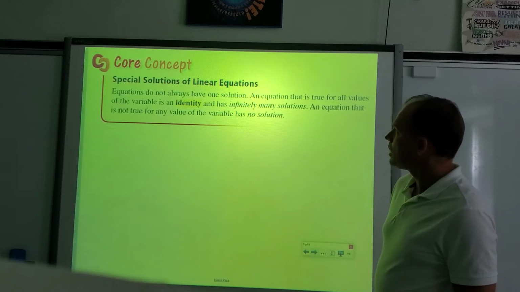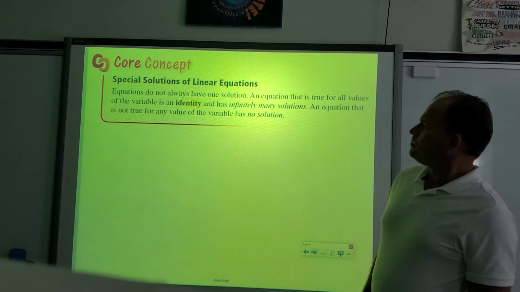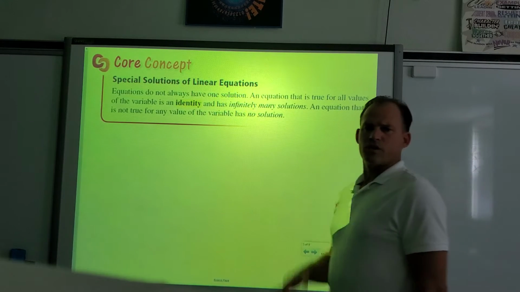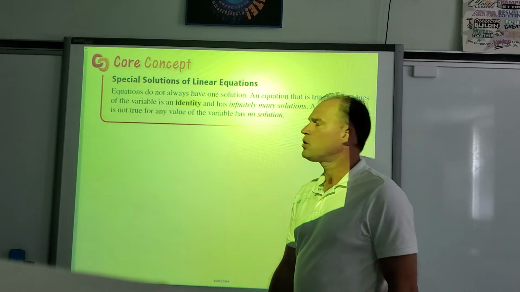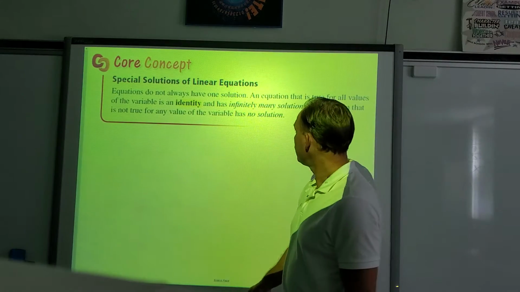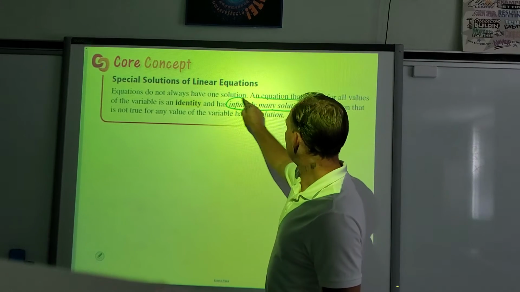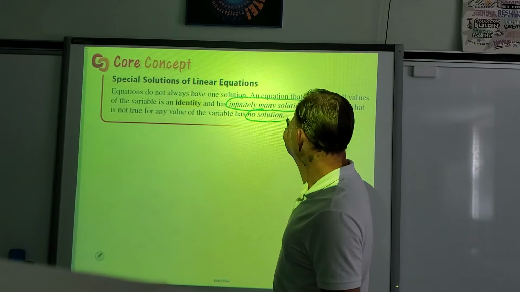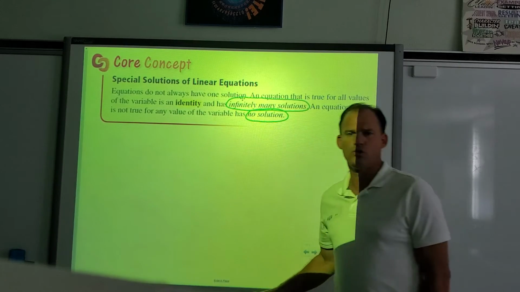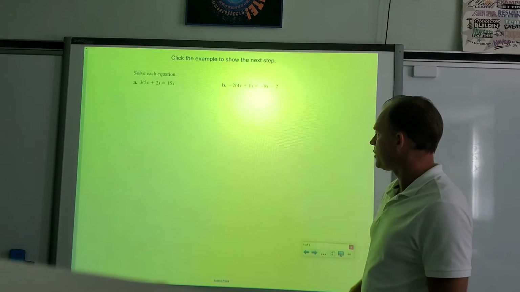So again, we're going to get into some of these when there are variables on both sides of the equation. It is possible that you could have infinitely many solutions, and it is possible that something has no solution. So let's take a look at some of those examples here.